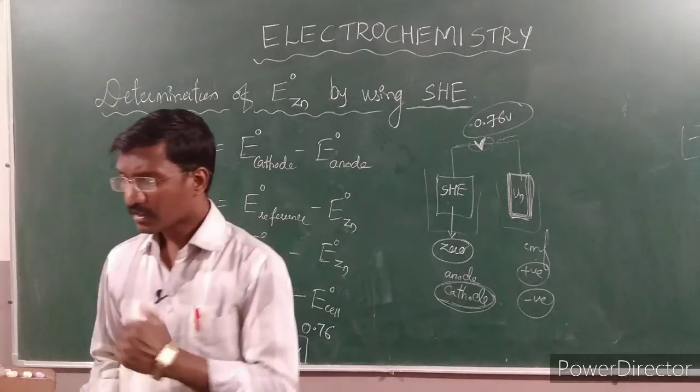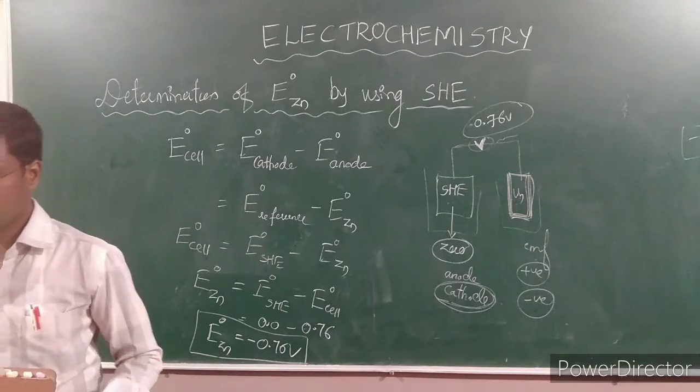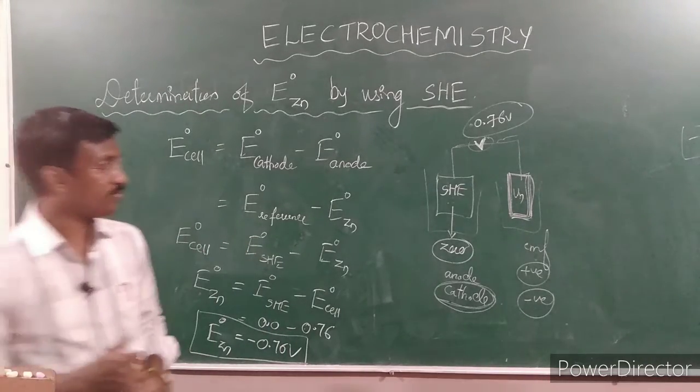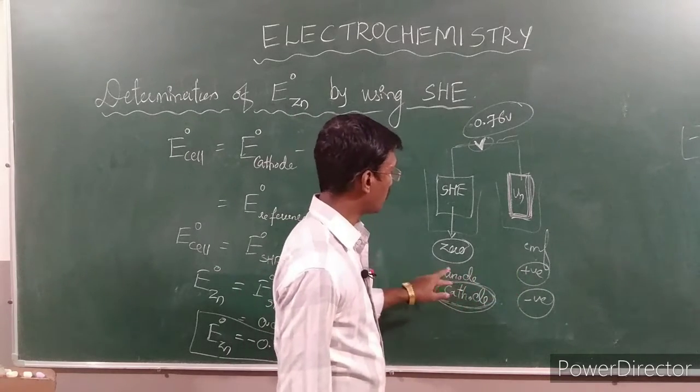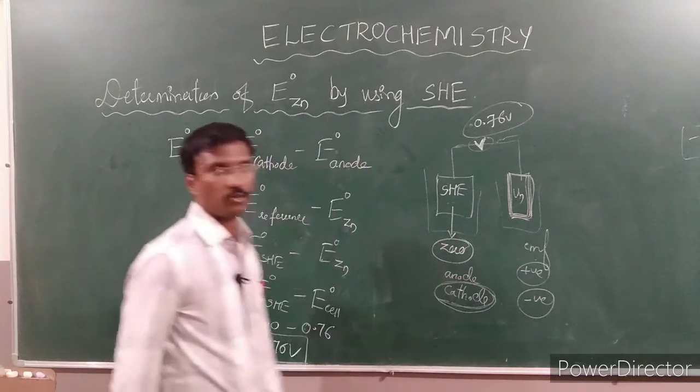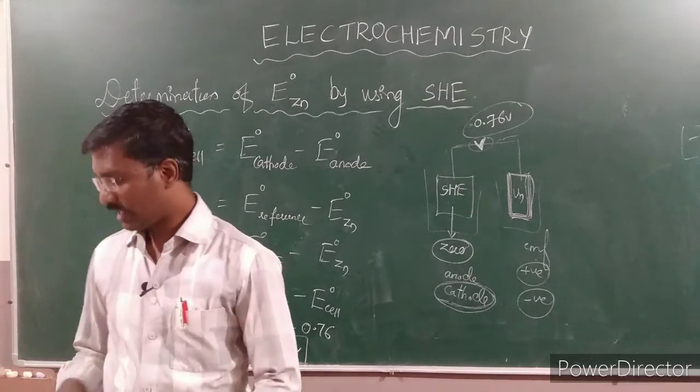The next one is the determination of copper. At that time we are going to change the copper wire. We need a positive value, so we connect SHE to the anode. So we will move to the next one.